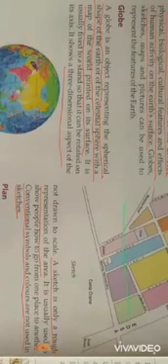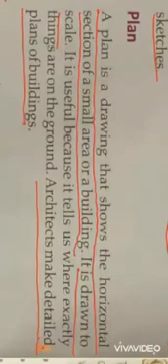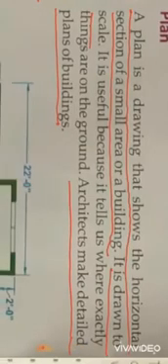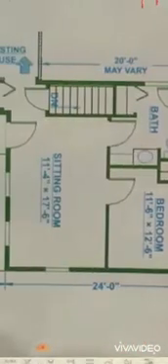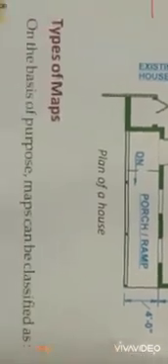Now let's see the fourth feature, plan. A plan is a drawing that shows the horizontal section of a small area or a building. It is drawn to scale. It is useful because it tells us where exactly things are on the ground. Architects make detailed plans of buildings. This is a plan of a house.